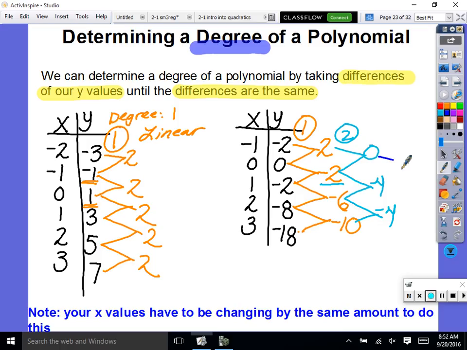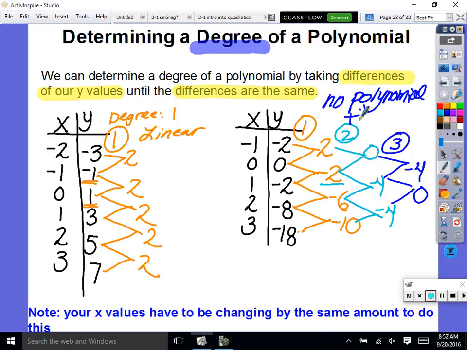So we're going to take differences again. -4 minus 0, -4. -4 minus -4, 0. So we were never able to find a difference that was the same, correct? So it's not degree 3. Now, if we did it again, we'd only get one value. So you would say there's no polynomial that matches the function. This is just a bunch of random points. Does that make sense? Because there was no difference that was the same. No polynomial that matches.